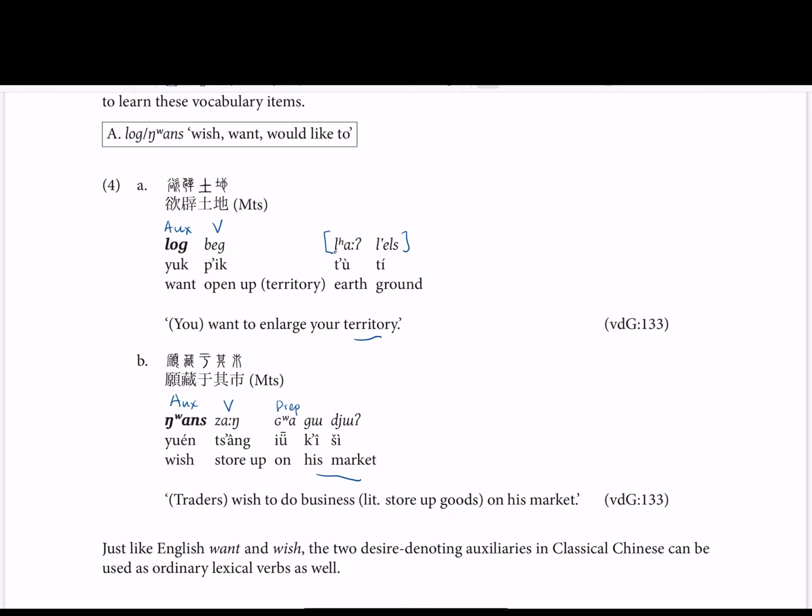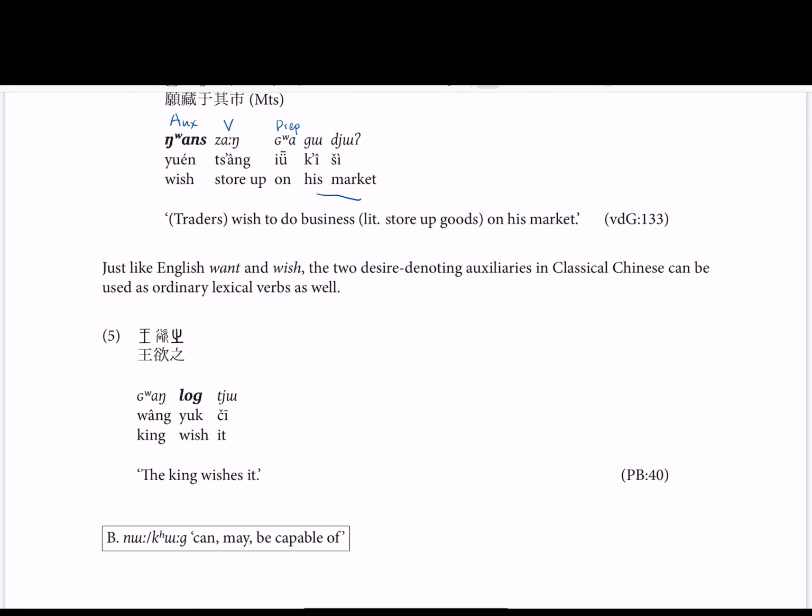And just like English want and wish, the two desire-denoting auxiliaries in classical Chinese, log and guans, can be used as ordinary lexical verbs as well. As in 5, guang log tu, the king wishes it. So here the complement of log is a third-person singular pronoun, it. So that's how the two auxiliary verbs in classical Chinese for wish or want, log and guans, are used.